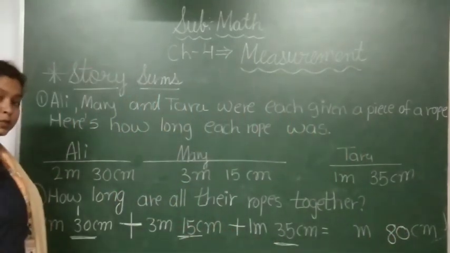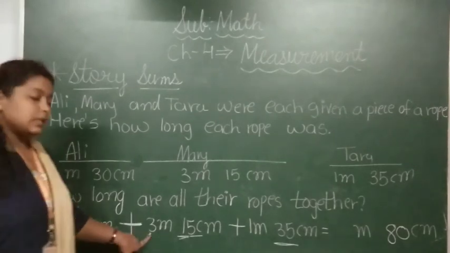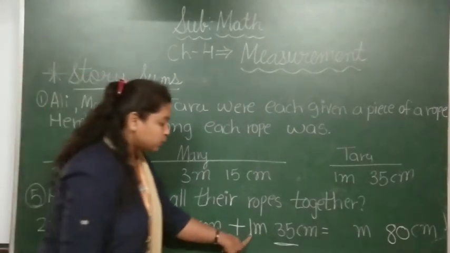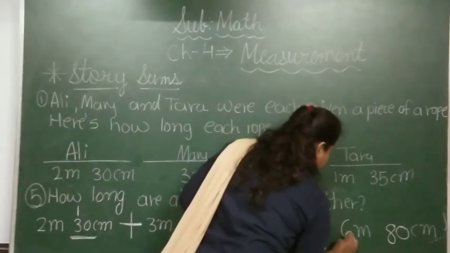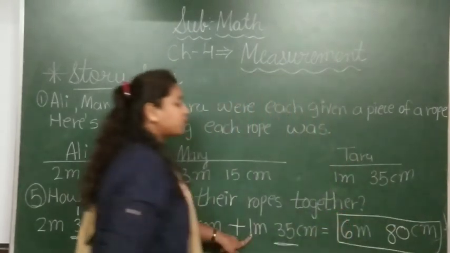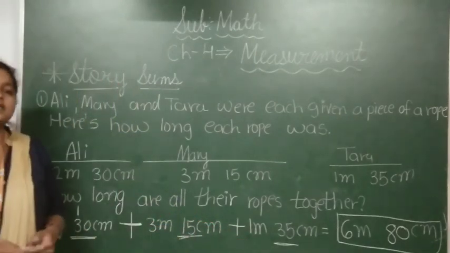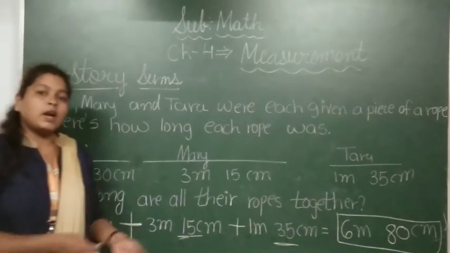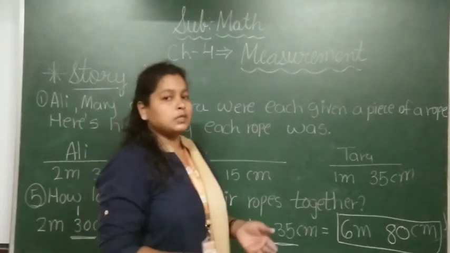Now come to the meters place. 2 plus this 3 5 and plus 1, 5 plus 1 6. So this is the total length of all the rocks, 6 meter and 80 centimeter. So this is the way how you can solve the story sums using the picture.